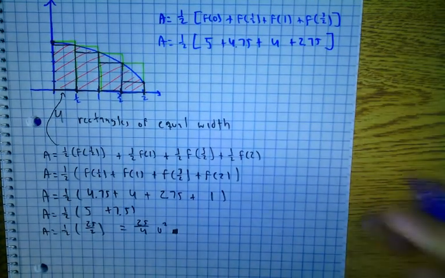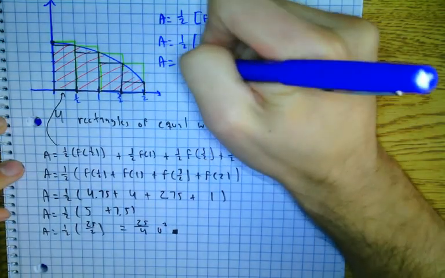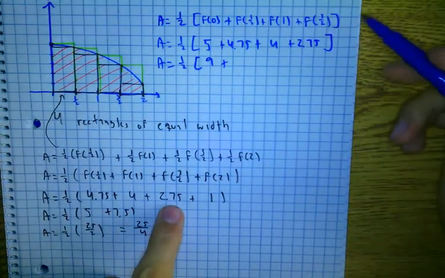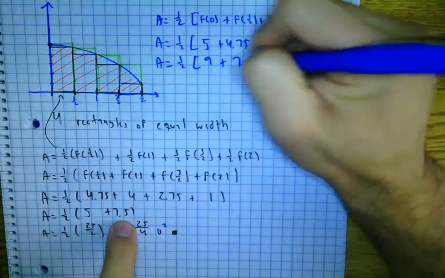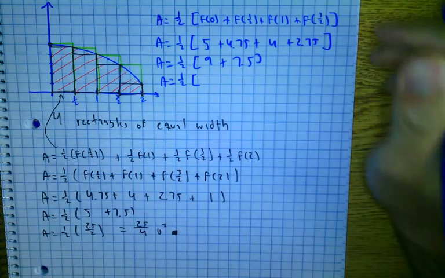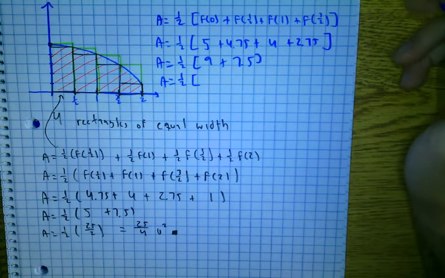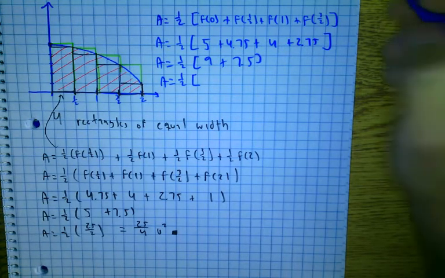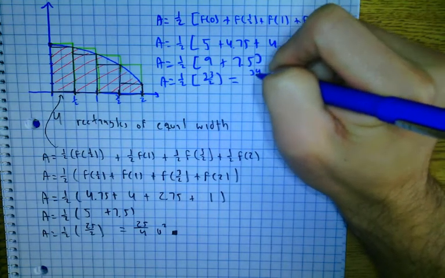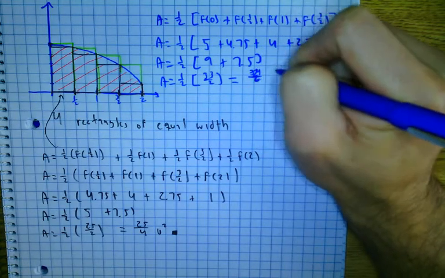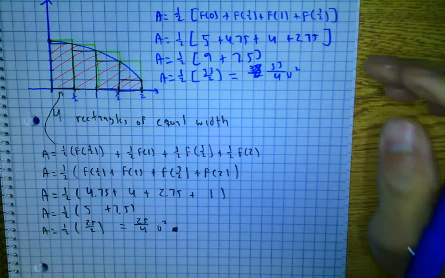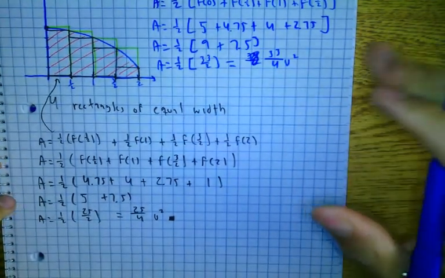Are we okay? So then area equals 1/2. And then what do we got? We got 9 plus, we knew earlier that 4.75 and 2.75 became 7.5, right? So area equals 1/2. So 9 plus 7.5 would be 16.5, right? How many halves is that? So 33 halves, which means that your area is equal to 33 over 4 units squared.